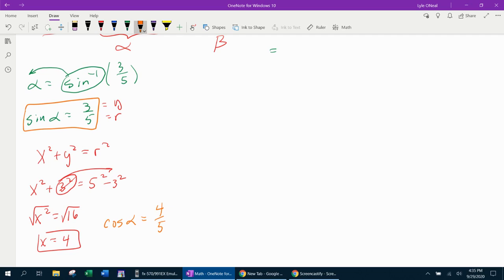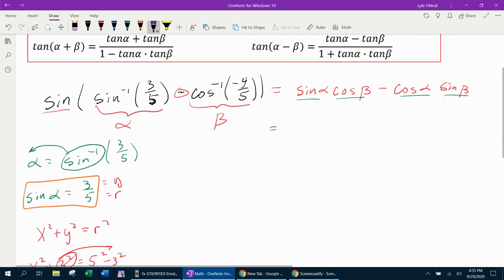4/5. There we go. And so now I can plug in for those 2 pieces of the puzzle. Right here, sine of alpha is 3/5, and cosine of alpha is 4/5. And now we're going to do the same thing for beta.